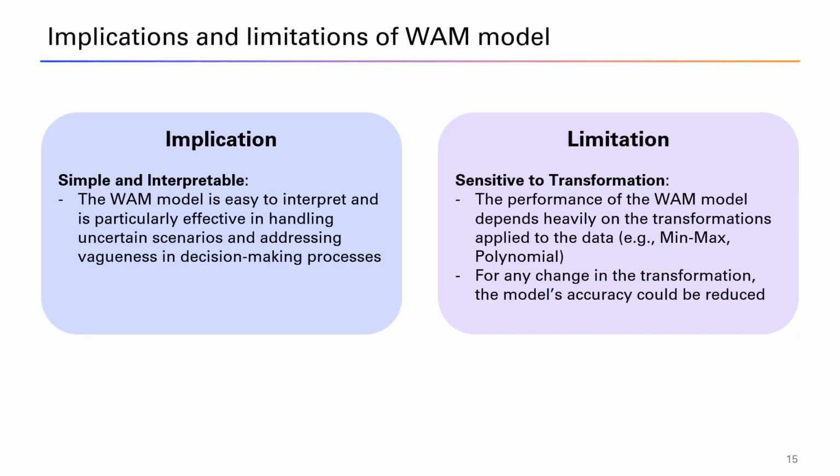While the WAM model performed well with minimal prediction error, it has some implications and limitations. The WAM model is easy to interpret and is particularly effective in handling uncertain scenarios. However, its performance depends heavily on the transformations applied to the data, which makes it less effective when dealing with complex datasets.